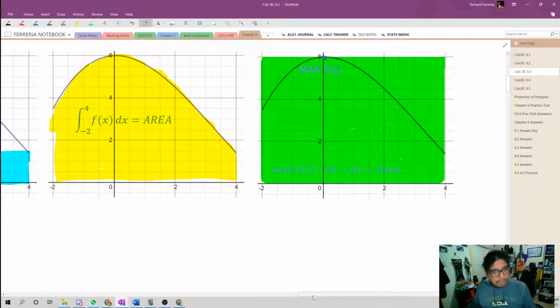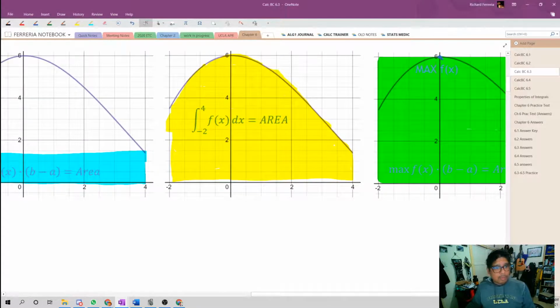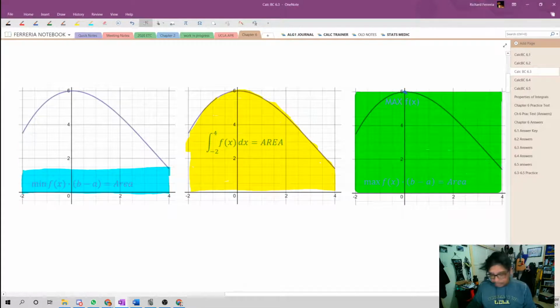So if we take a look at the three areas together then, we can definitely say that the minimum of f of x multiplied by b minus a is less than or equal to the integral of f of x from a to b. And that in turn has to be smaller than the maximum value of f of x multiplied by b minus a. I think graphically this should make a lot more sense.